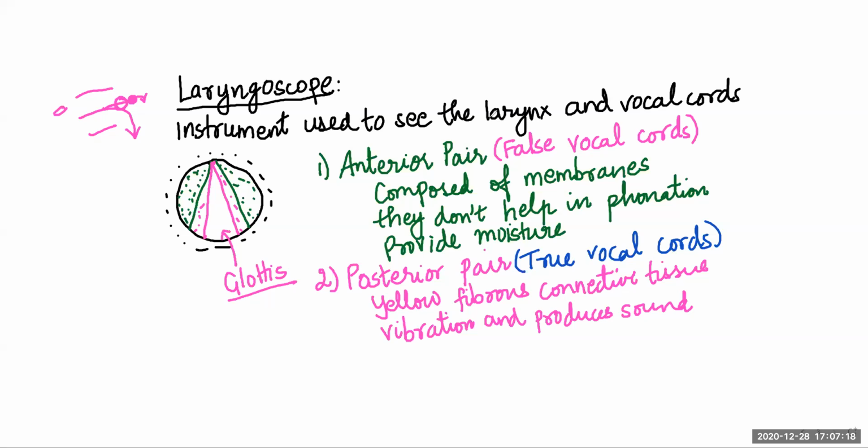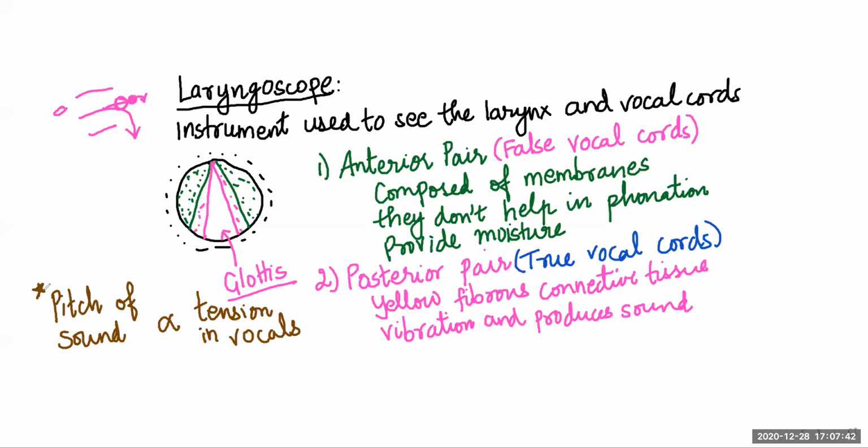Then the pitch of the sound, how sharp the sound is. Pitch of the sound is determined by the tension in the vocal cords. ठीक है? Pitch in the sound is determined by the tension in vocal cords. Important. मतलब, the greater the tension, greater is the pitch of the sound.